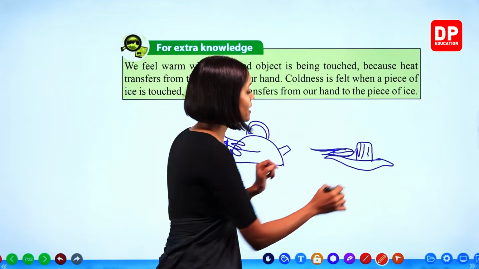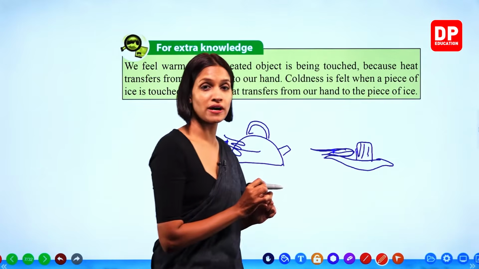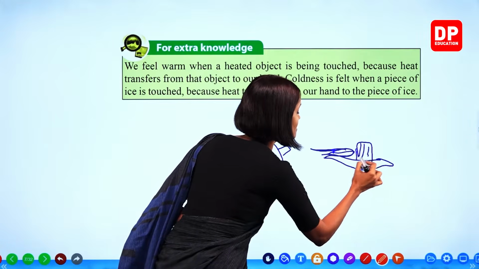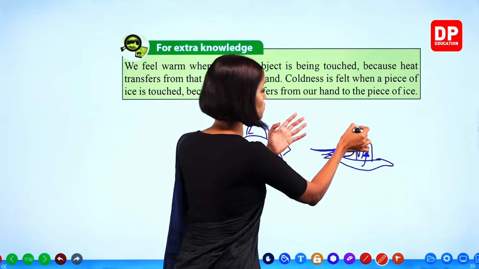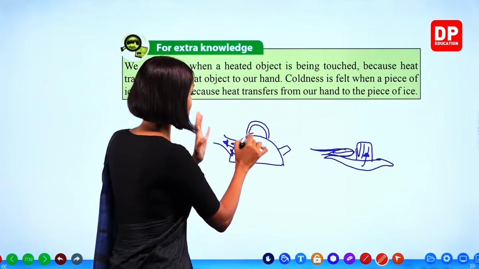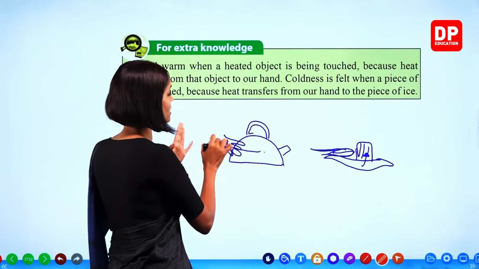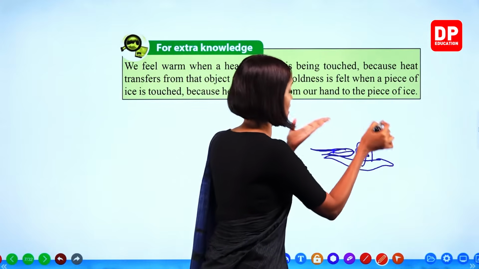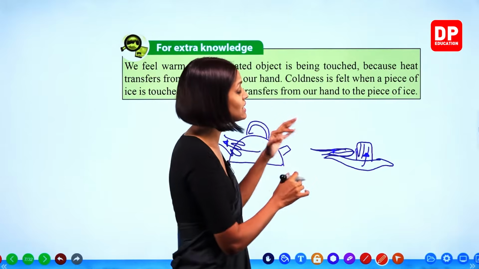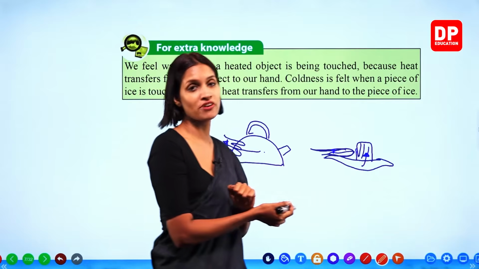What happens? The temperature of your hand, there's more heat present in your hand than that of ice. Therefore, from this particular place, heat transfers from your hand to the ice cube this time. From where it is higher to lower. When you consider the first instance, temperature or heat is higher here in the kettle, lower in your hand. But when you consider this incidence, the heat is higher in your hand than that of the ice cube. Therefore, heat travels from where it is higher to lower, from your hand to the piece of ice.